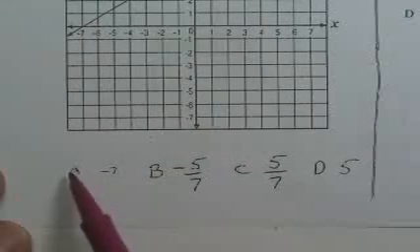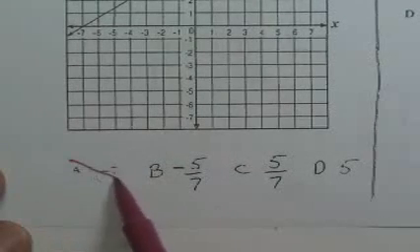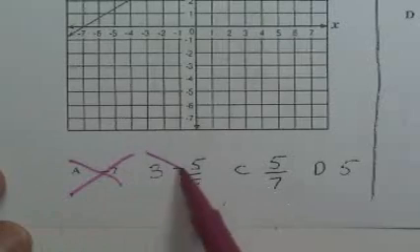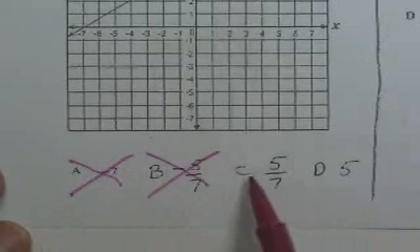Number 46, same thing. What's the slope of the line? Notice that it is positive slope. So if it's positive slope, look at your answers. It can't be letter A. That's a negative slope, negative 7. It can't be B because that's a negative slope. So it's either C or D.